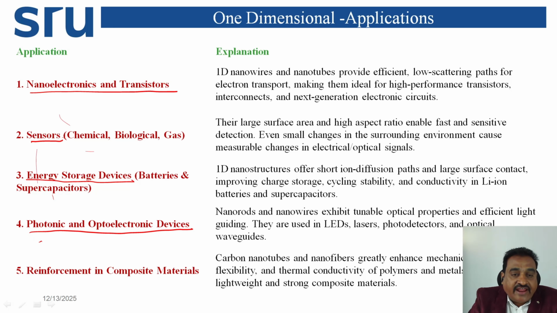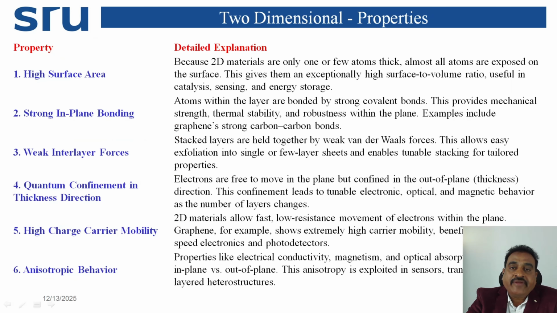One dimensional nanomaterials are used in reinforcement in composite materials. Carbon nanotubes and nanofibers greatly enhance mechanical strength, flexibility, and thermal conductivity of the polymers and metals, creating lightweight and strong composite materials. Coming to two-dimensional nanomaterials properties.